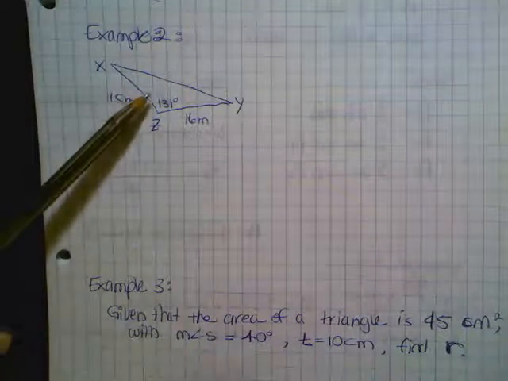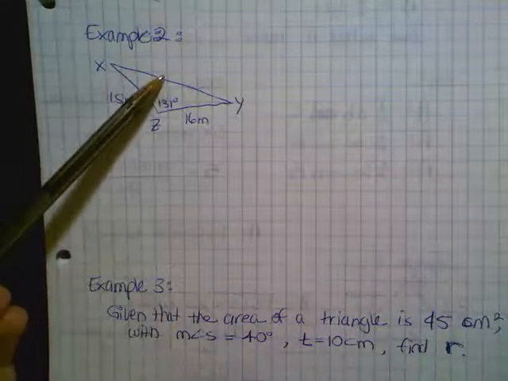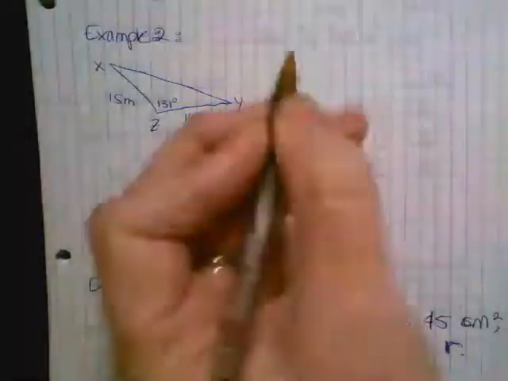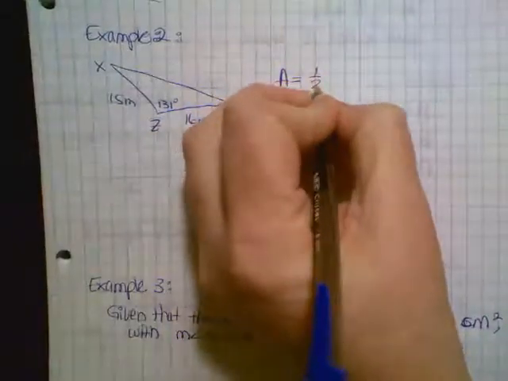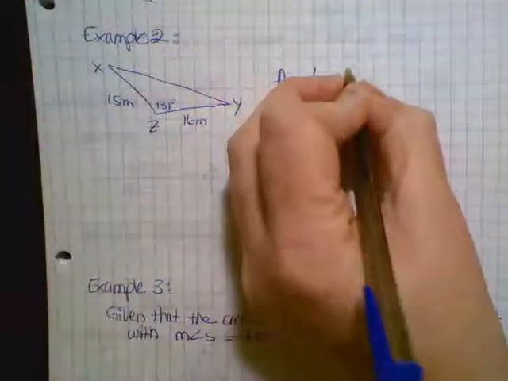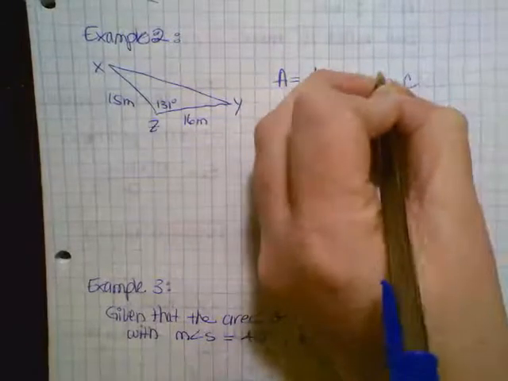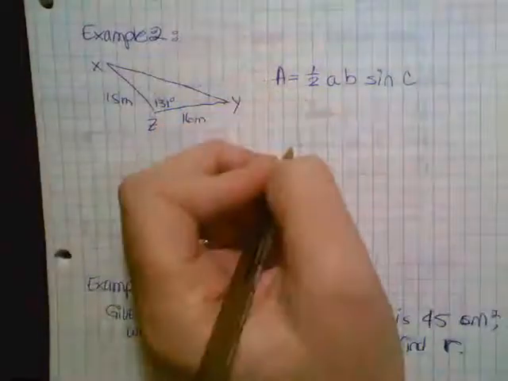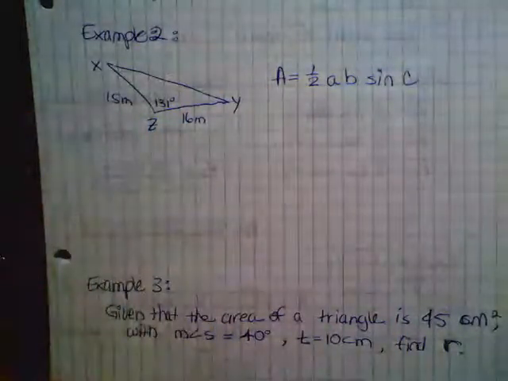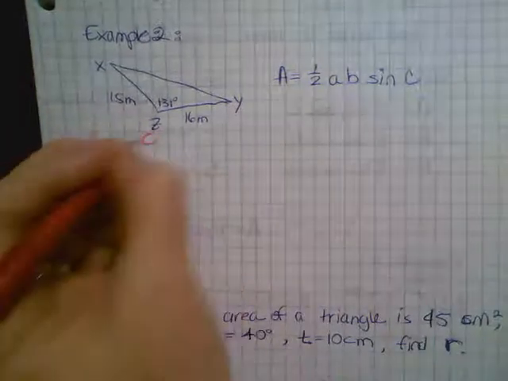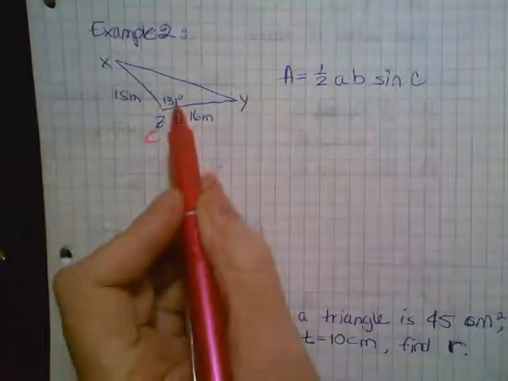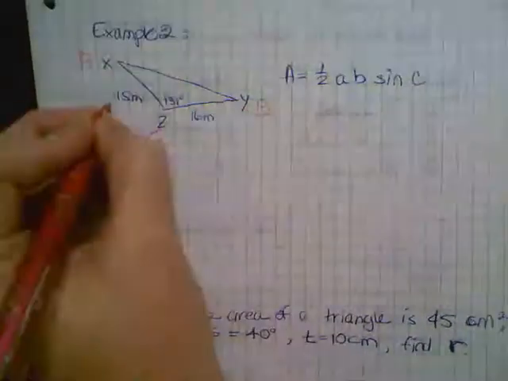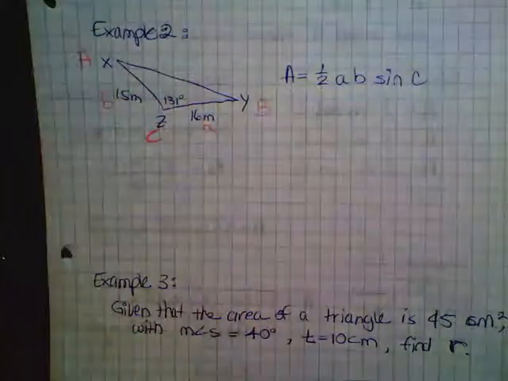I could use what I know, like law of cosines or law of sines, to find this side and then use Heron's formula. But I could also use the other formula that I just gave you, which is 1/2 AB sine of C. So in our case, we don't have A, B, and C, but we could rename them, right? I could say, well, this is going to be C because the equation needs an angle, C. So then this could be A, this could be B. So this can be side A, that could be side lowercase b.